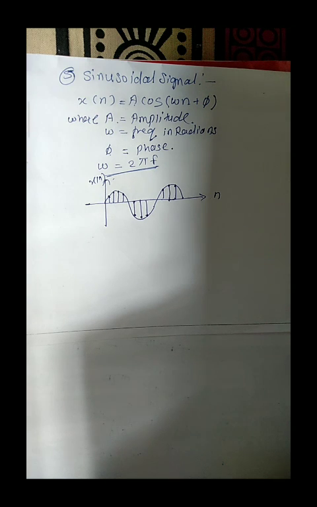Next we are going to see classification of discrete time signal. Discrete time signals are classified into 3 categories. First is even and odd signal, which is also called symmetric and antisymmetric signal. Second is periodic and aperiodic signal. Third is energy and power signal. First we are going to see even and odd signal.